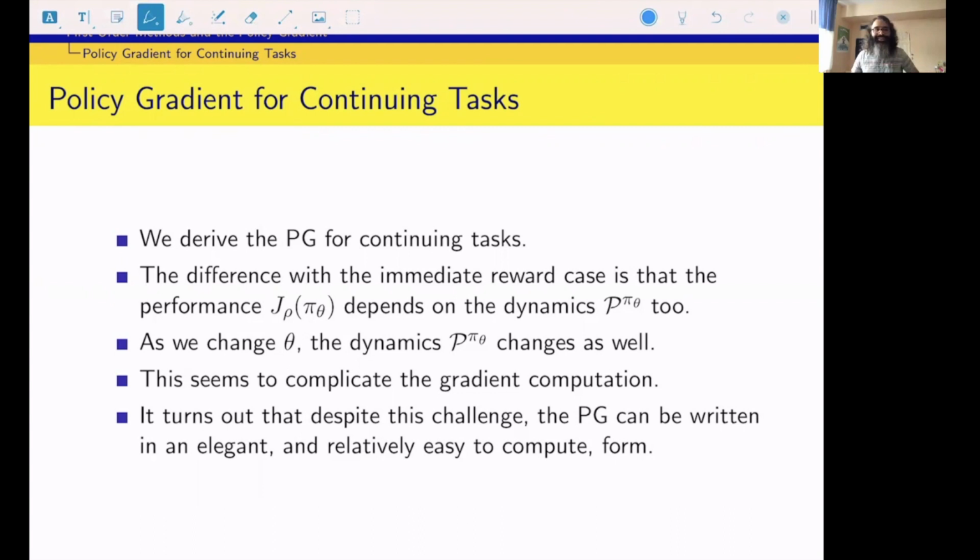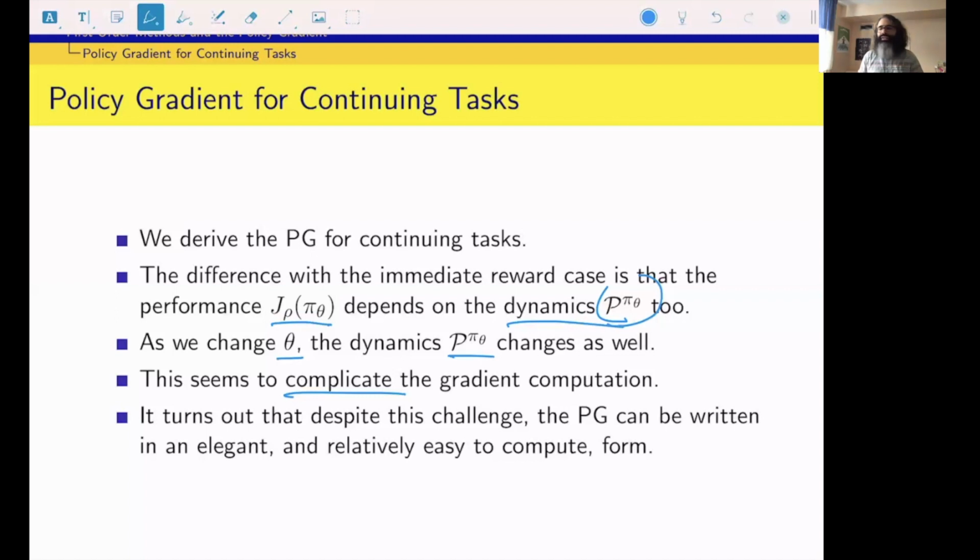Okay, so now let's talk about policy gradient for continuing tasks. So we derived the policy gradient for the immediate reward case, but here we want to have the case that the agent interacts with the environment for more than one time step. So what happens here is that the performance depends on the dynamics P of pi theta. And as we change theta, the dynamics P of pi theta also changes. And as a result, the distribution of states in the future also changes. So the reward that we get in the future also changes.